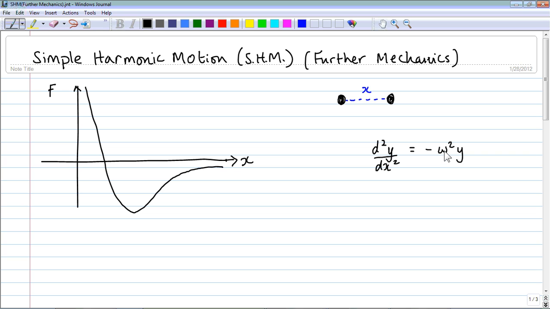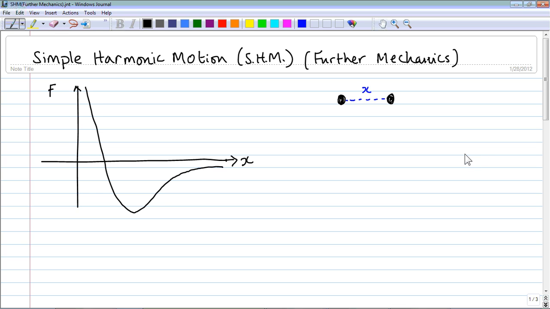Actually, we don't usually see it written like that. We usually see it written with a time variable, so something like this: d2x by dt squared is minus, and then some number here squared times x. So that's a mathematical definition, a defining equation for simple harmonic motion. But what's really going on?